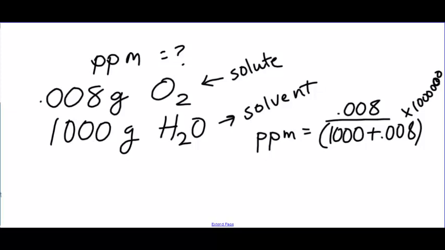Okay? Question, what is the answer? Nobody has a calculator? Do you want the answer? Let's solve it. We can't leave things unsolved. That's like unfinished business. All right, 0.008 divided by 1,000.008 times 1,000,000 is 7.9999936. It's 8. 8 ppm.